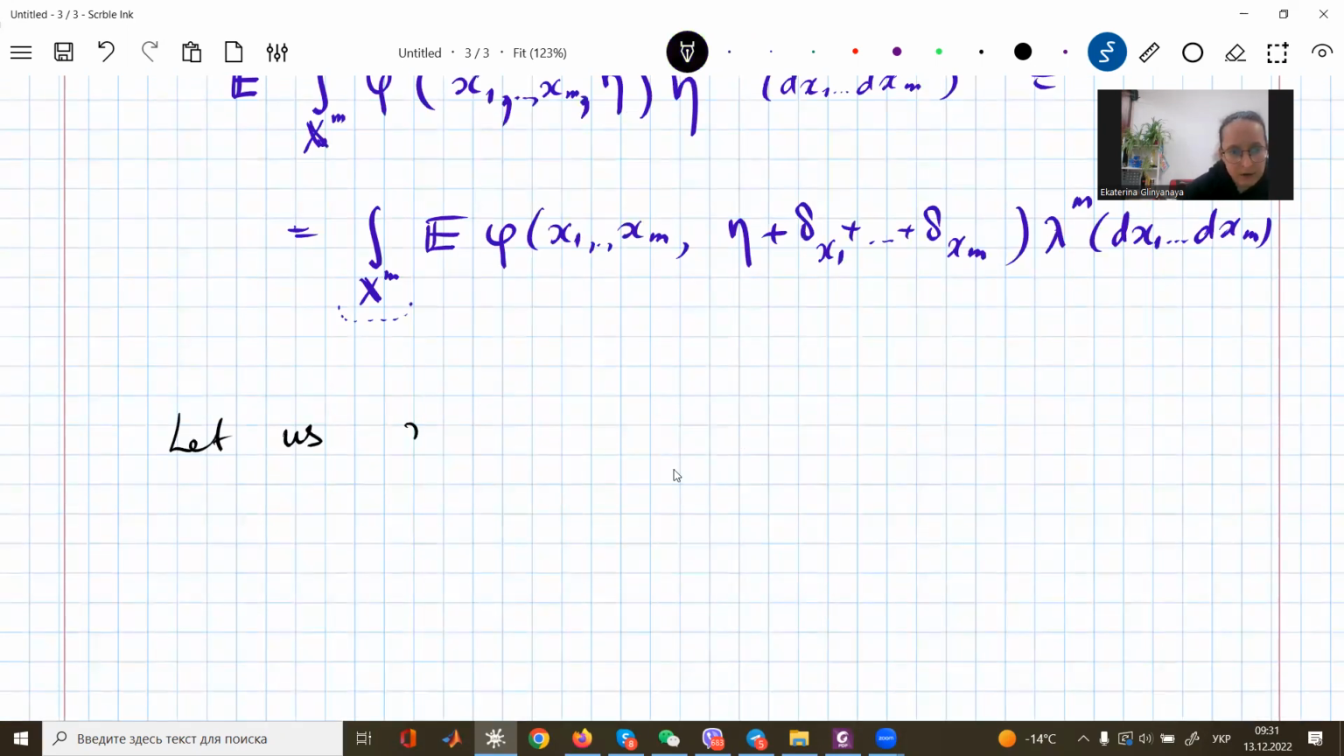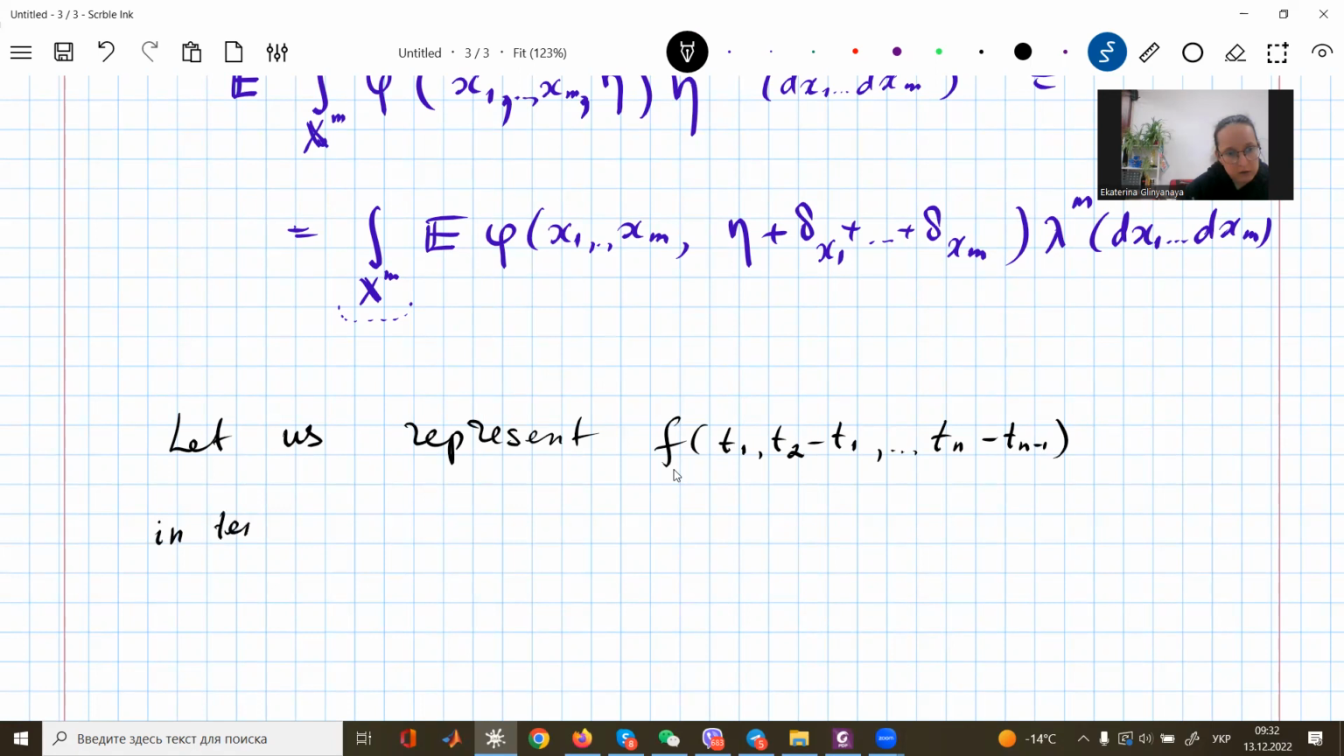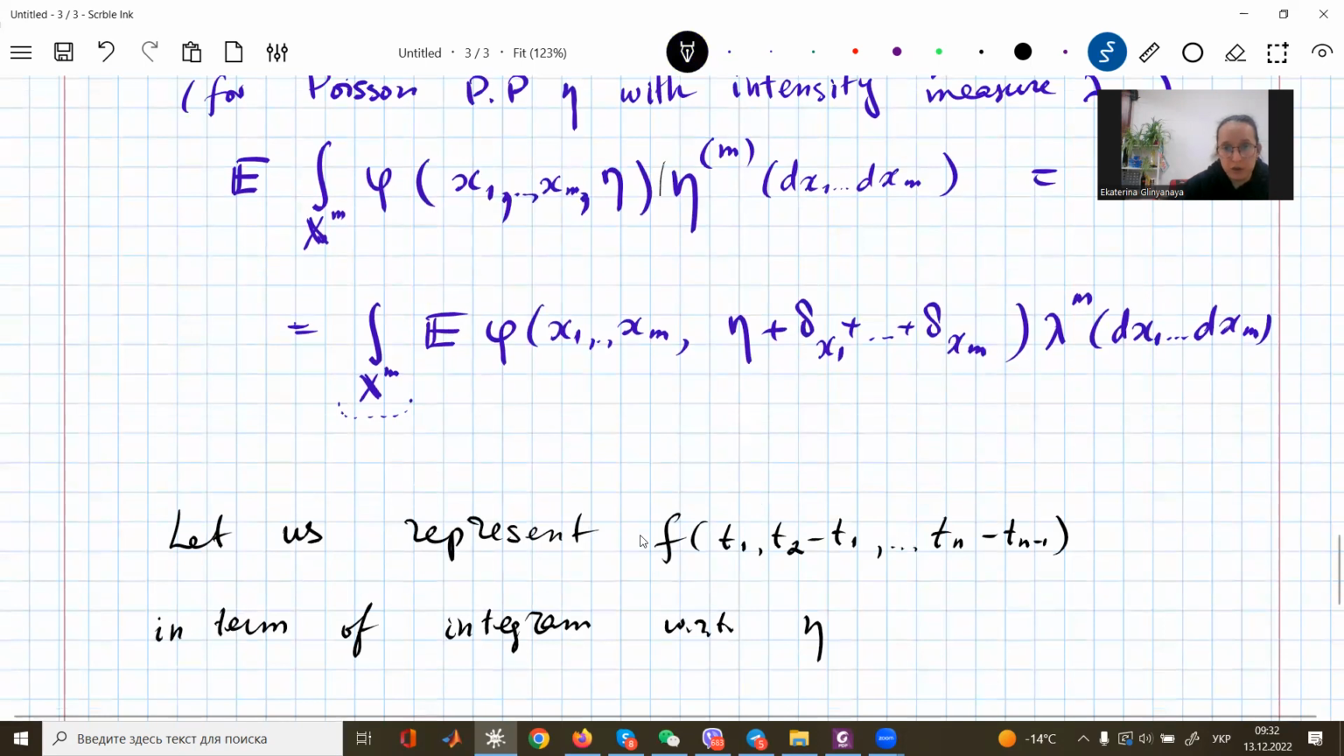Let us represent f of t1, t2 minus t1, and so on, tn minus tn minus 1, in terms of integral with respect to process eta. Yes, we have here the integrals with respect to factorial power.